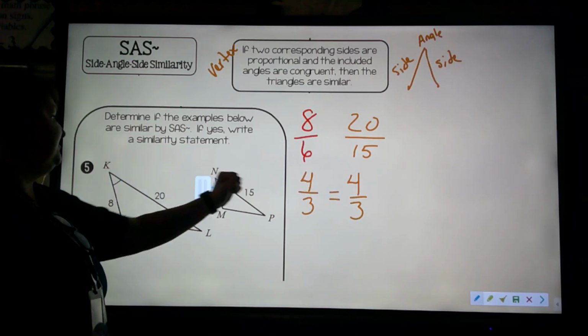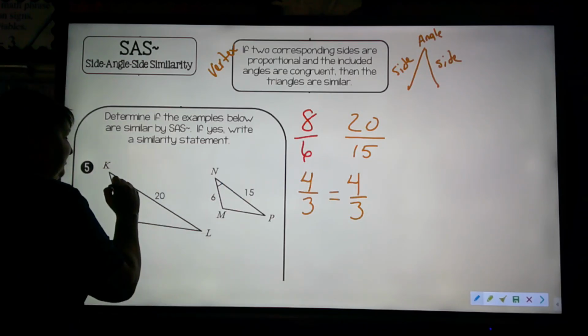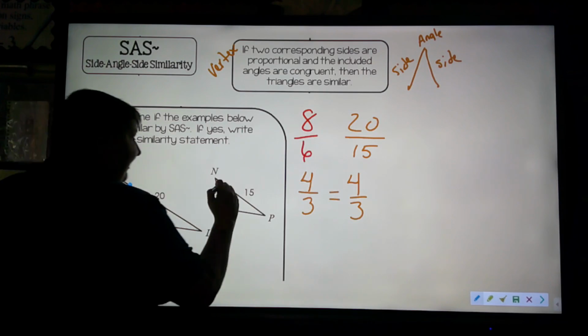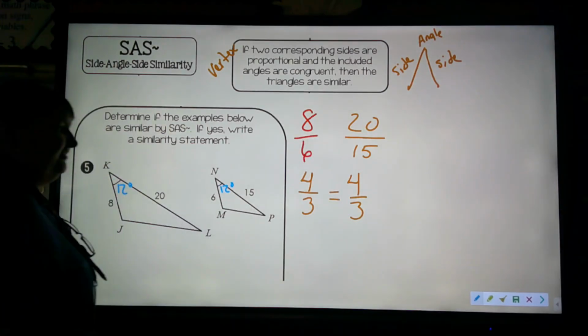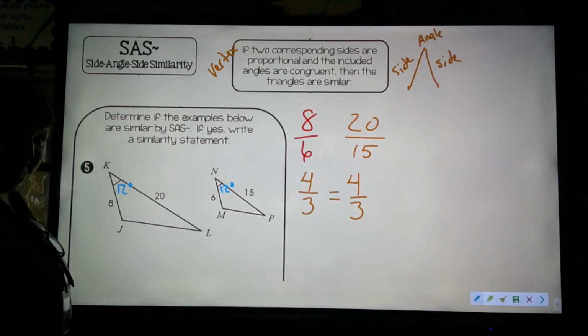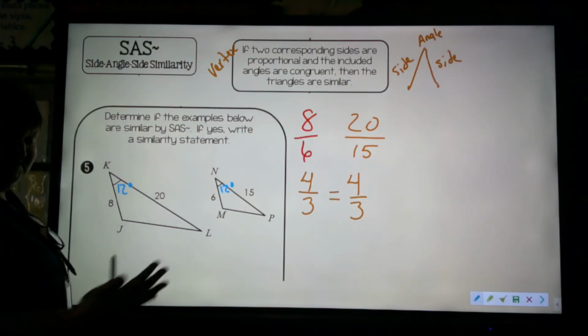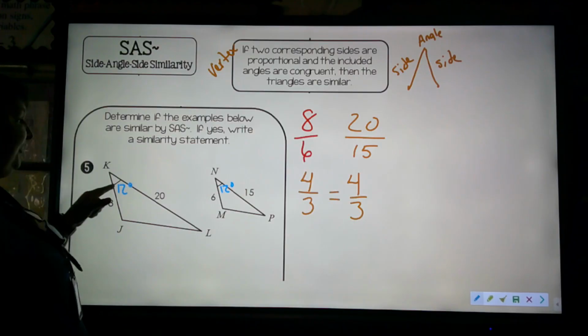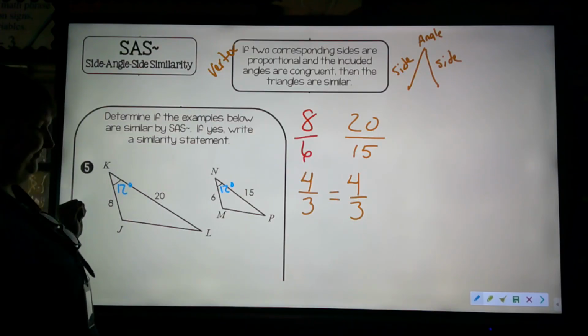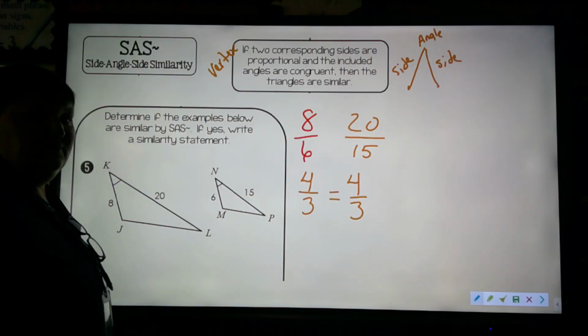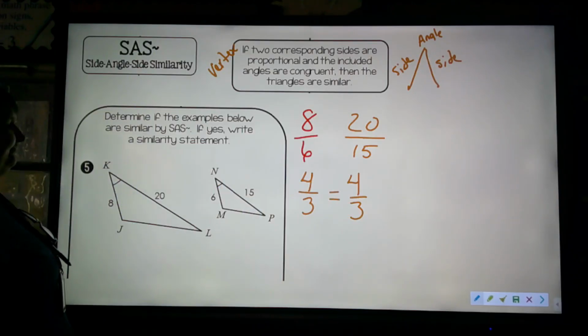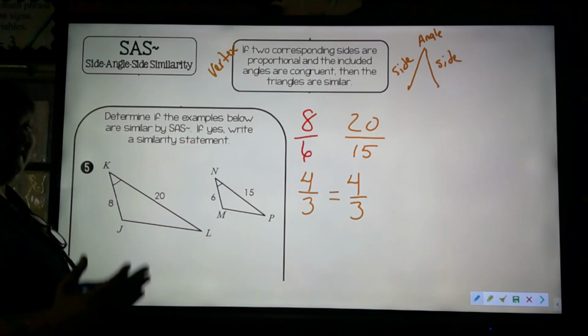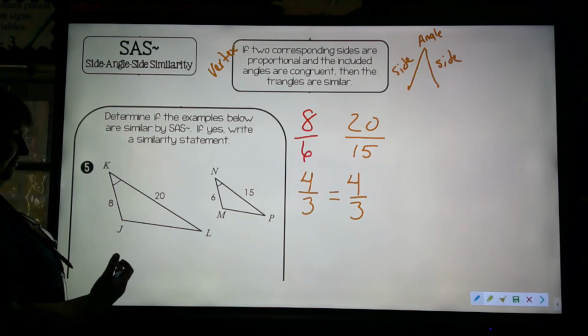If it had numbers on them, if it said that this was 12 degrees and this was 12 degrees, that's equal, congruent. This also means they are congruent. But they have to have the same number. They have to match. We're looking for a pair there. All right? So yes, it's similar.